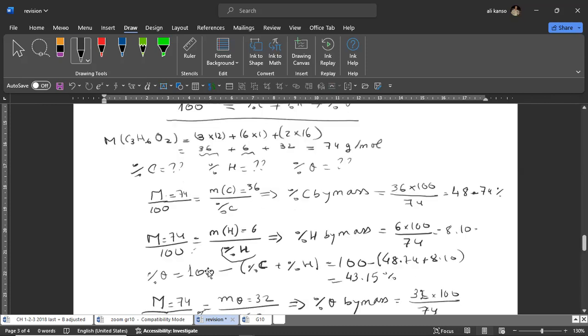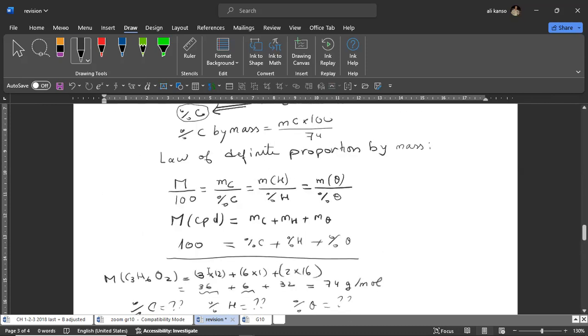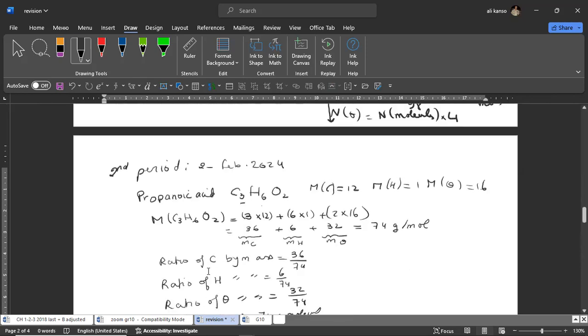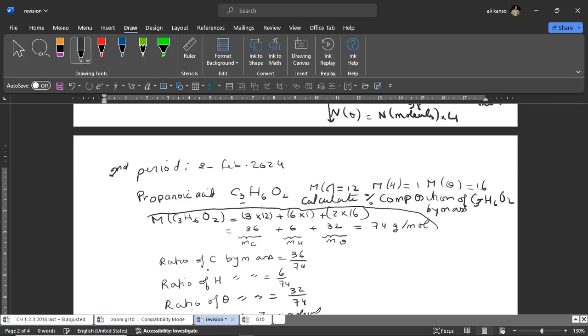This problem is how to find the percentage composition. Here is the question we write: calculate the percentage composition by mass of C3H6O2. Okay, this is the question, and this is the answer.